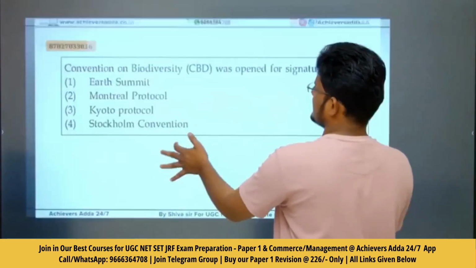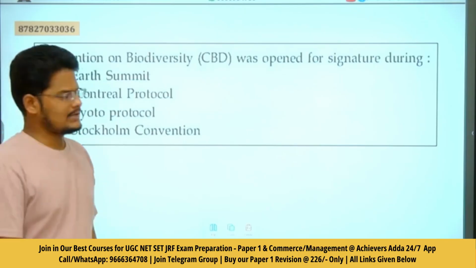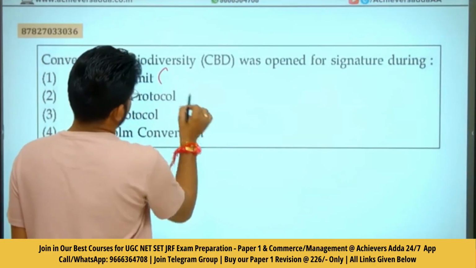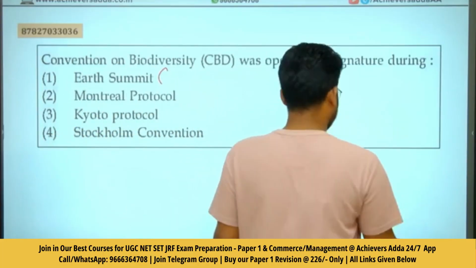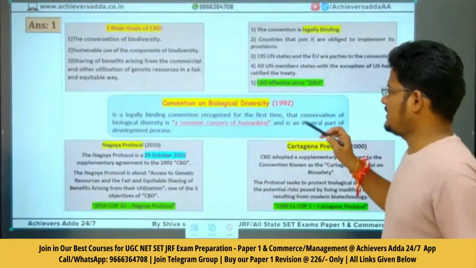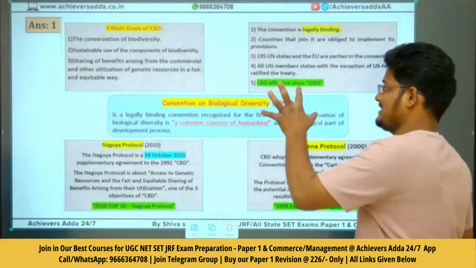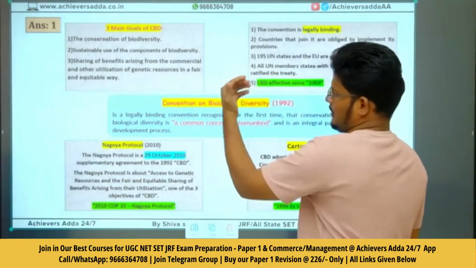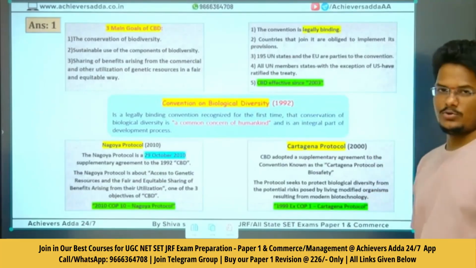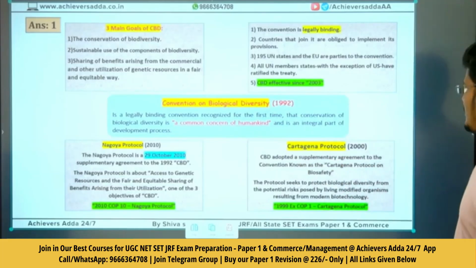CBD was opened for signature during Earth Summit, Montreal, Kyoto, Stockholm. Earth Summit, Rio Summit 1992 has various outcomes. So the Convention on Biological Diversity is a legally binding convention which is a part of the 1992 Rio Summit only. And the CBD related Nagoya Protocol is there, 2010, and Cartagena Protocol also, 2000. So under this convention, these two protocols were adopted.